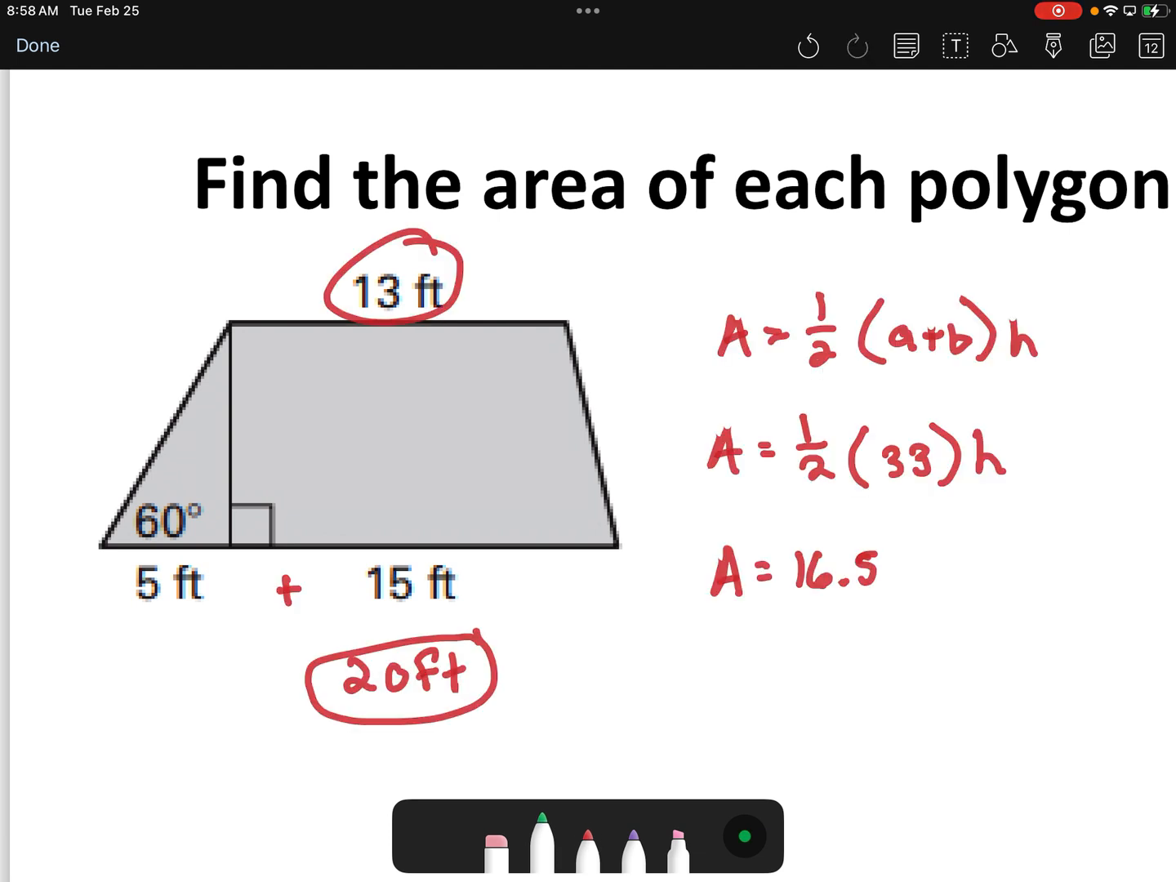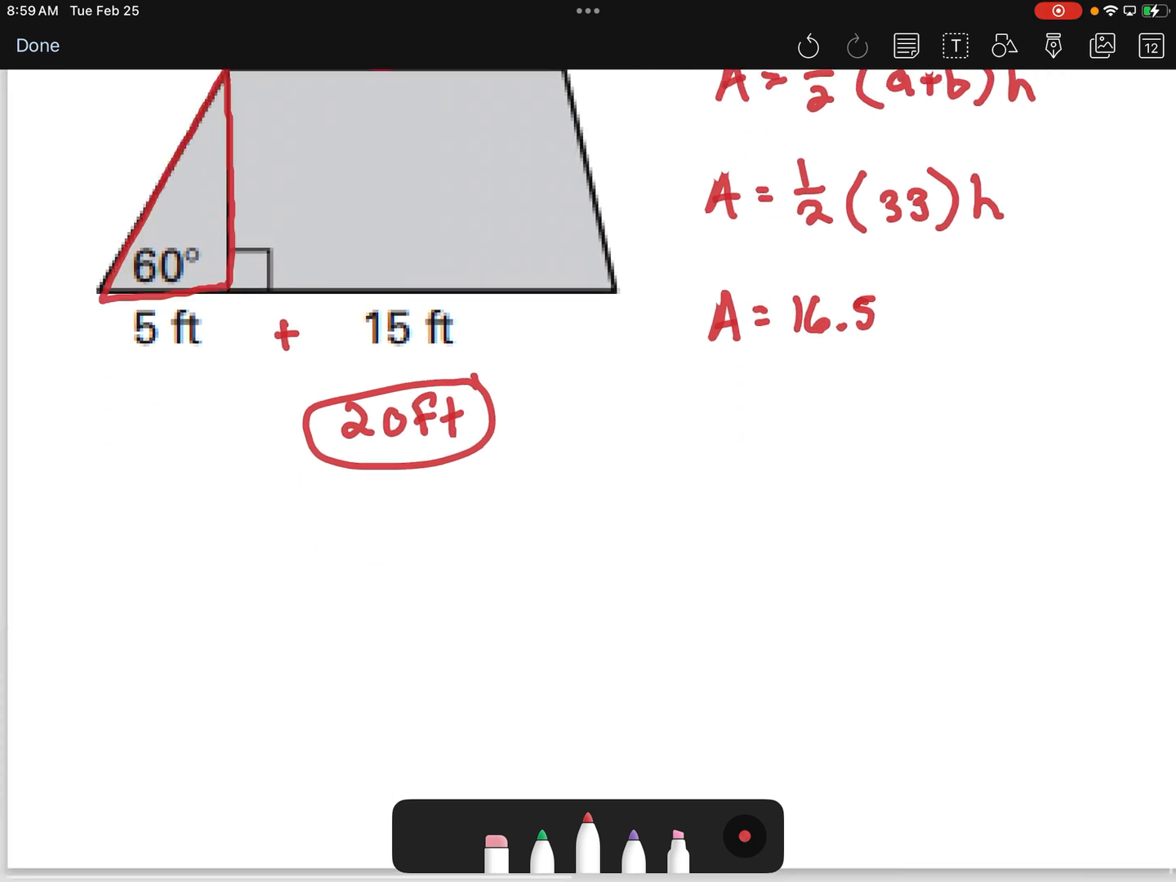Do we know our height? How do I find my height? What type of triangle is this over here, you guys? 30, 60, 90. And if you have trouble looking at a shape and picturing what side is what in that 30, 60, 90, just draw it to the side. I do it all the time. What side do we have? We have the short side, right? What is the long side compared to the short side? Half. What's your hypotenuse compared to the short side? 2 times, right? So this side is 10.